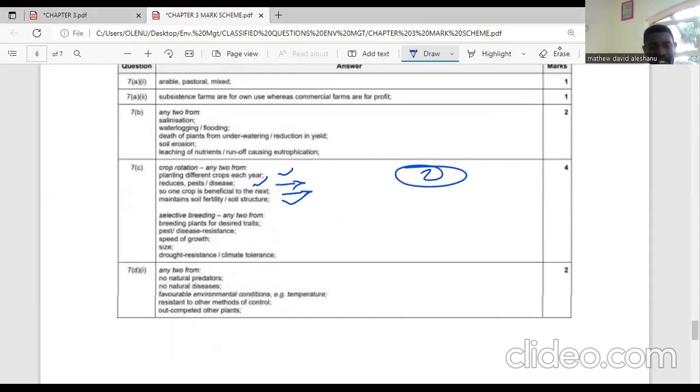While in selective breeding, when you have any two from breeding plants for desired traits, I mentioned that. When you do selective breeding, you can breed plants that are drought resistant, that are pest resistant. You can breed plants that are faster in growth, so the speed of growth is faster, and also the size of the fruit can be larger.